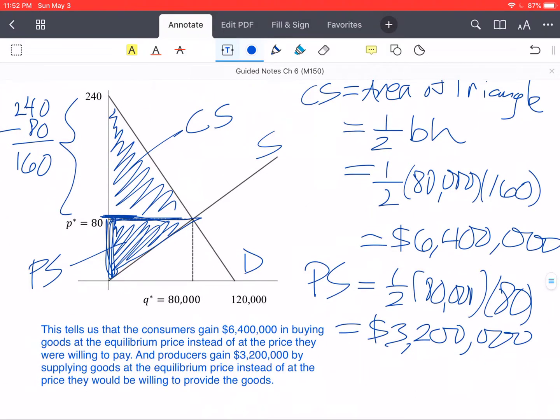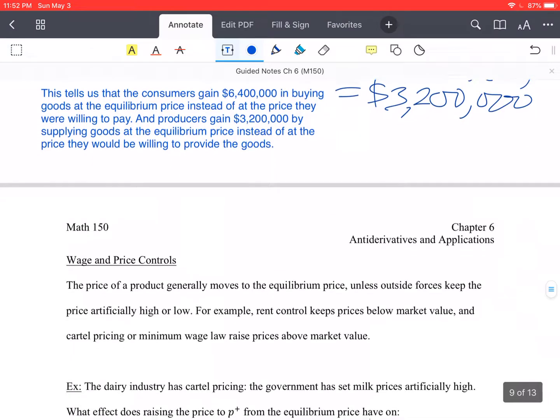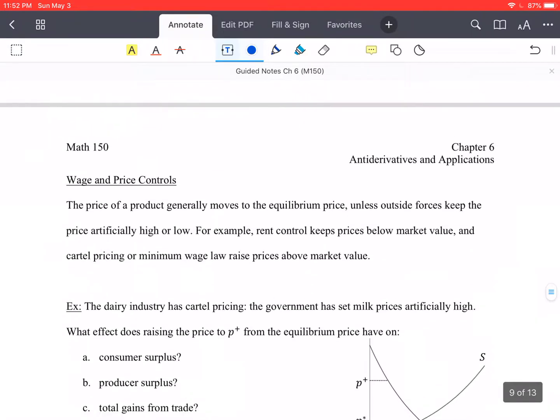Okay, so we got our consumer surplus. It told us that the consumers gained or saved $6.4 million in buying at equilibrium, and producers gained $3.2 million by supplying the goods at equilibrium instead of at the price they would have been willing to do it. Okay? So let's look at another example, but first let's just touch on wage and price controls.